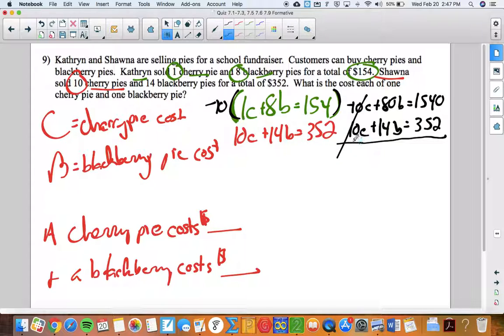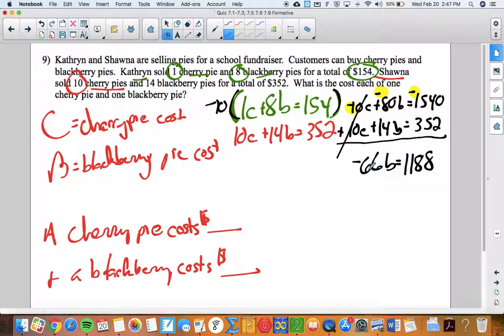So now I can add because I have opposite C's. Oh boy, I goofed up here. These top 2 should be negatives. So we have -10C, -80B, -1,540. So now let me re-add. It gives us -66 blackberry pies, and that gives us -1,188. So now if I add these 2 together, what do I get?